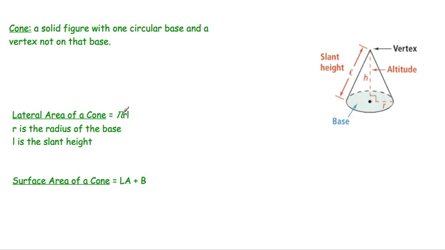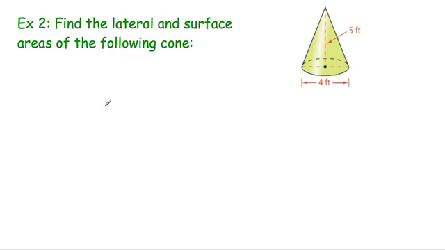So the lateral area is going to be pi times the radius times the slant height. Surface area is going to be the lateral area plus the base. We could rewrite this because we can use the specifics. So it's pi r L, which is our lateral area, plus the area formula for a circle, pi r squared. All right, so that's our formula.